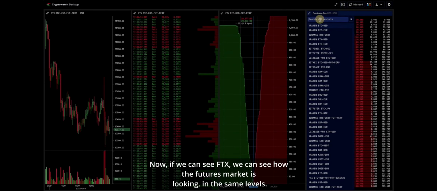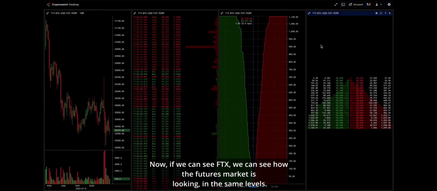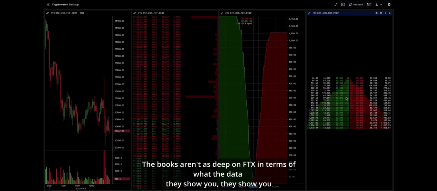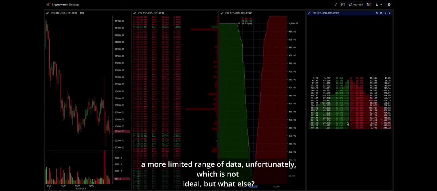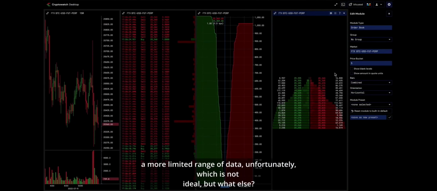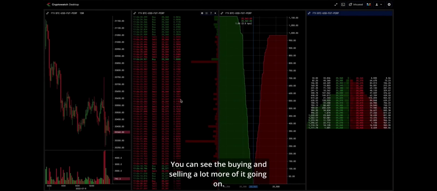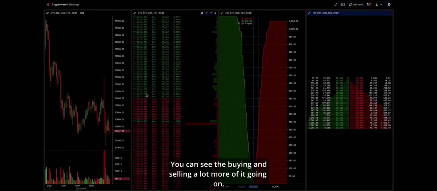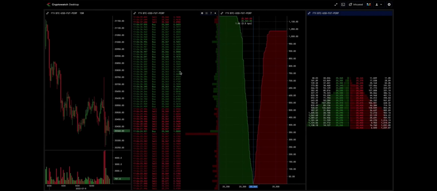Now if we can see FTX, we can see how the futures market is looking at the same levels. The books aren't as deep on FTX in terms of the data they show you. They show you a more limited range of data, unfortunately, which is not ideal, but there's not much you can do. You can see the buying and selling, a lot more of it going on. You notice how much faster this is moving than the Coinbase one.